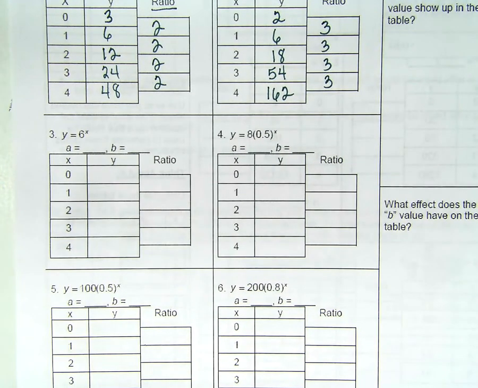Look at problem number 3. Y equals 6 to the x power. Wait, I thought it was supposed to be a times b to the x power. What's a?